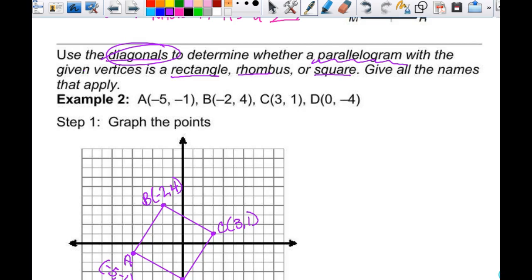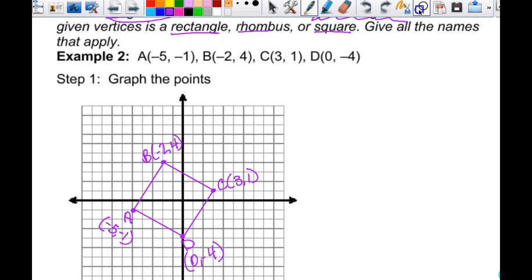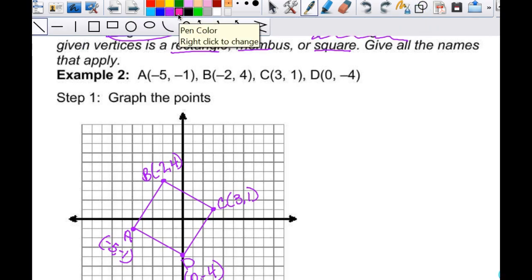So also because of that, I want to go ahead and draw them in because that would just help me a little bit. Make sure I'm using the right things here. So let's just go ahead and draw in the diagonals.